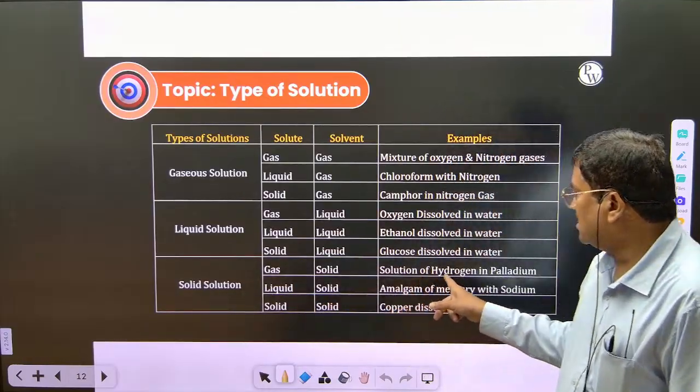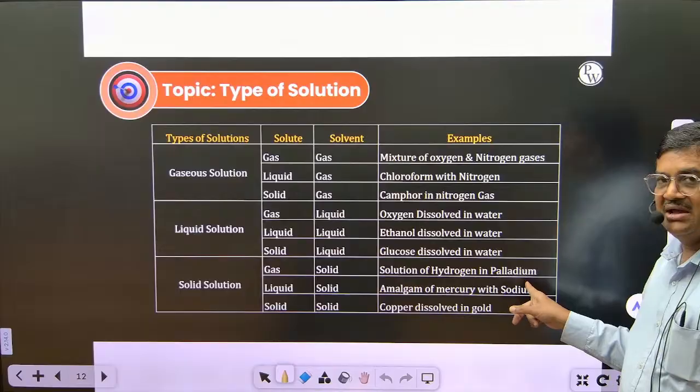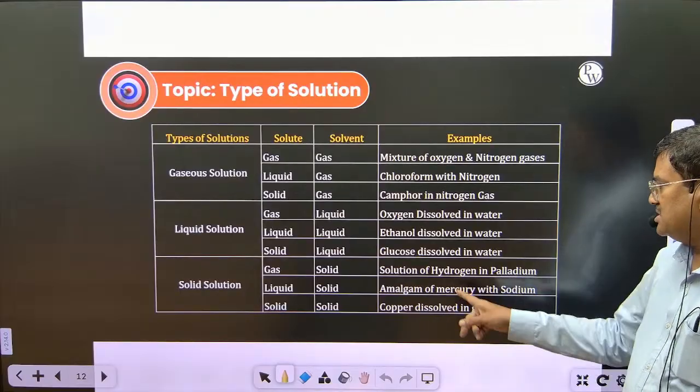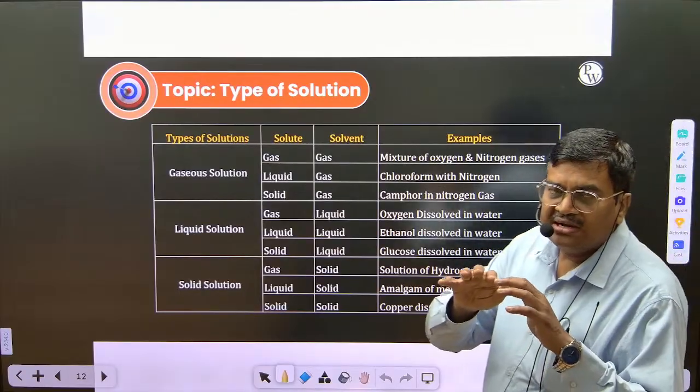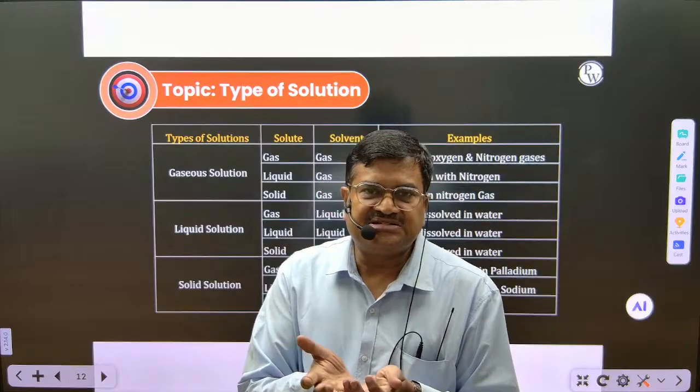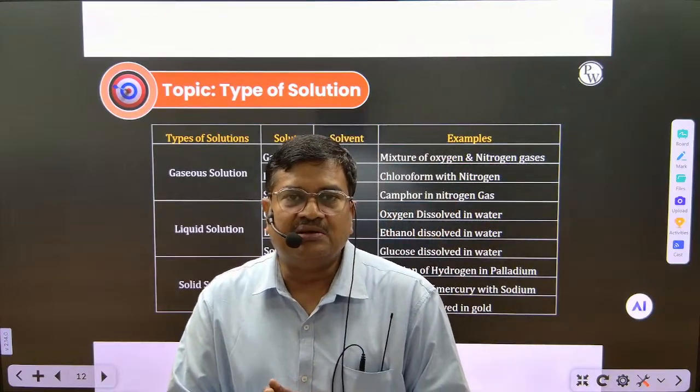Example for this is what? Hydrogen dissolved in palladium. This is called adsorption. Yesterday I told you, adsorption means what? The gas gets adsorbed on the surface. That process is called occlusion.